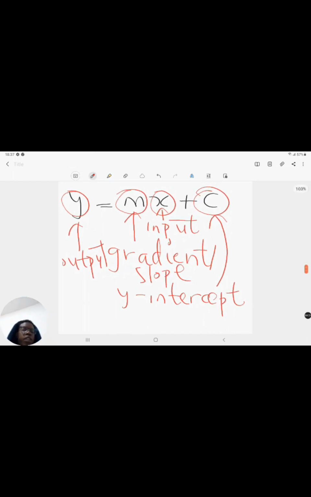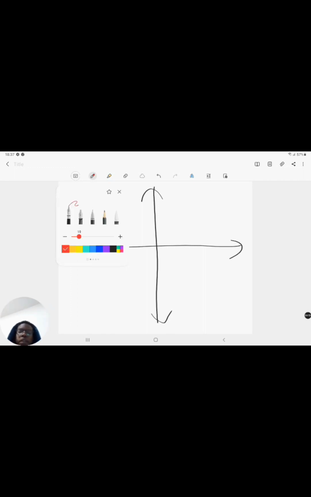Okay, so now let me illustrate what those mean in the form of a graph. Graphically, let me illustrate what those mean. Okay, so you've got your Cartesian plane. Let's say you've got a straight line. You've got a straight line that does that.